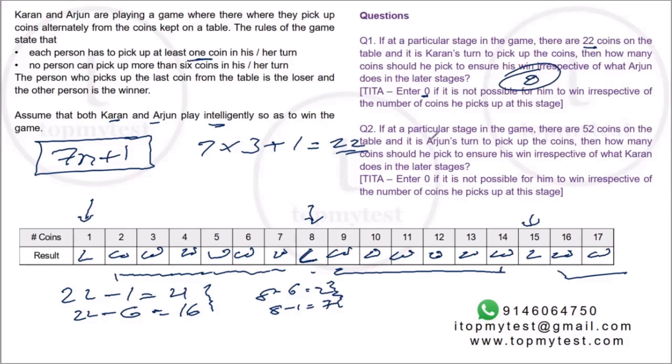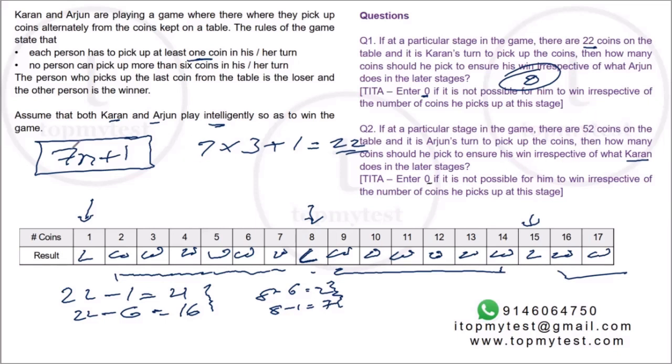Question number 2. If at a particular stage in the game there are 52 coins on the table and it's Arjun's turn to pick up the coins, how many coins should he pick to ensure his win irrespective of what Karan does? Enter 0 if it is not possible.